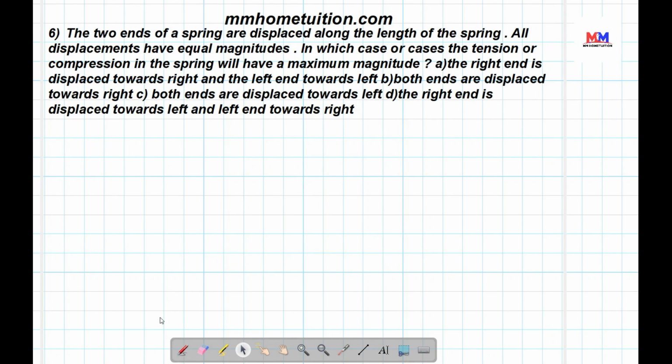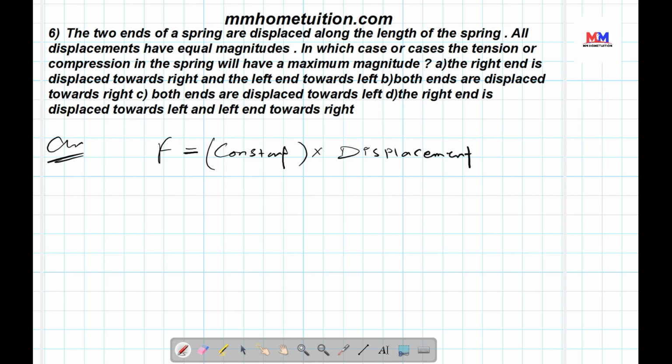The question is given that the two ends of a spring are displaced along the length of the spring. Spring force equals constant into displacement. That is the formula for spring force. As spring force equals constant into displacement, all the displacements have equal magnitude.